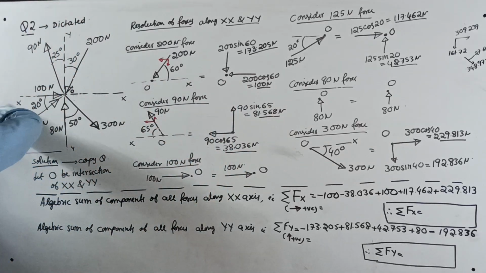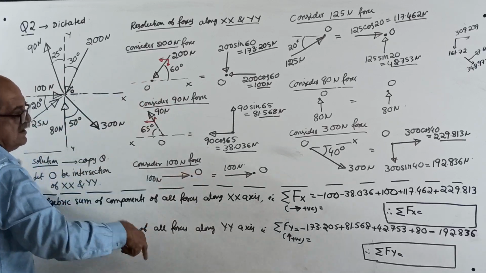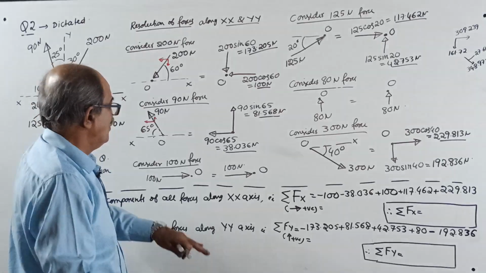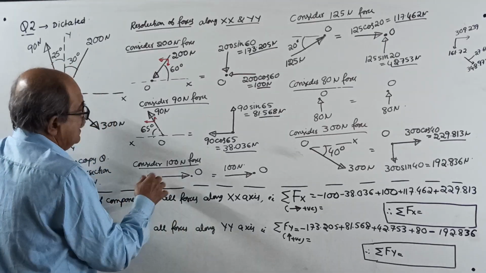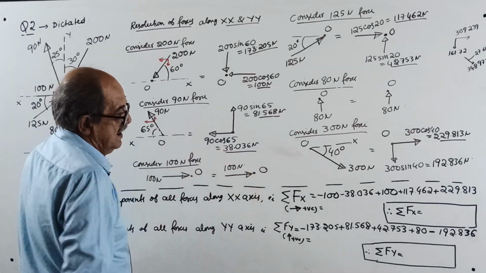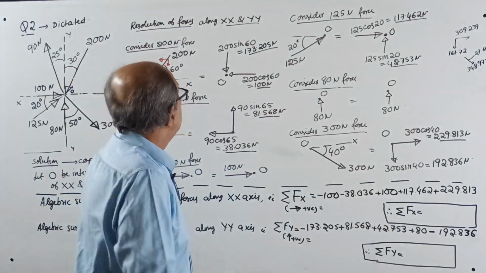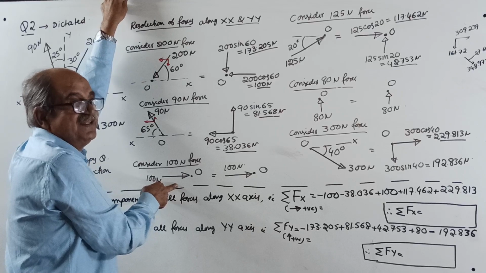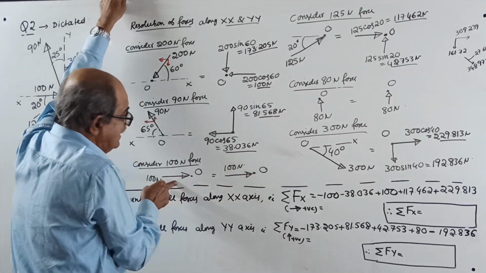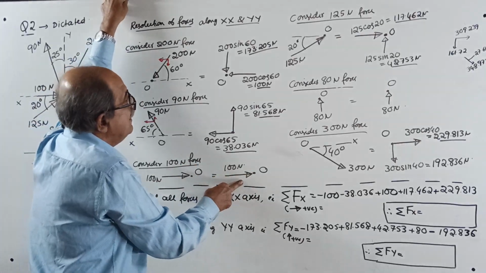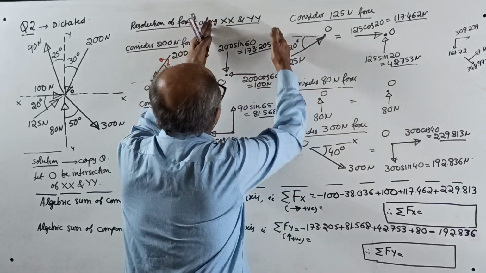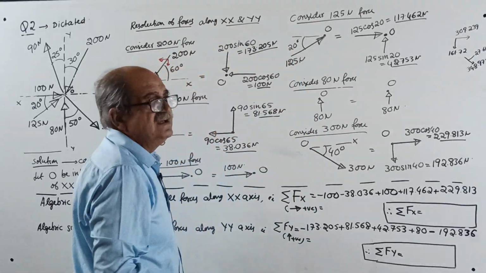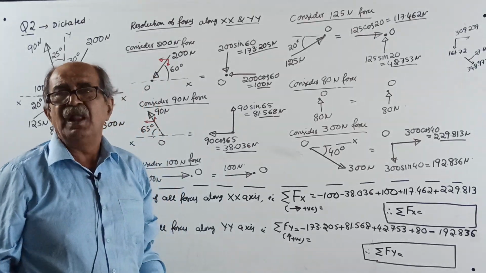Consider the 100 Newton force. Oh, it is directly given along xx, so write it as it is. Somebody may ask, sir, why? Because if you think it is directly given here, you don't write it here. Later, when you go for summation, you will forget this one. Usually people see the right-hand side because the answers are there, and they will not see this one.